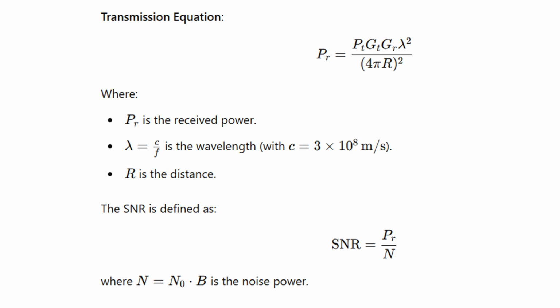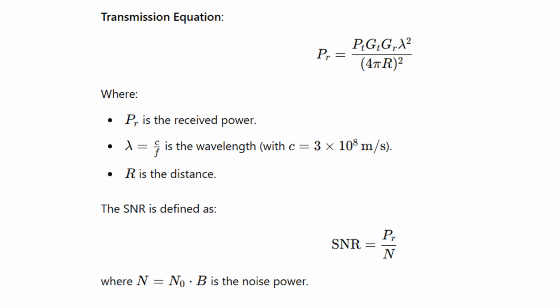We see the Friis transmission equation. The received power, PR, is equal to PT GT GR lambda square divided by 4 pi capital R square. As discussed earlier, PT is the transmitted power, GT is the gain of the transmitter, and GR is the gain of the receiver. Lambda square is the wavelength of the corresponding frequency of the modulated signal received by the receiver, and in 4 pi capital R square, capital R is the distance between transmitter and receiver.